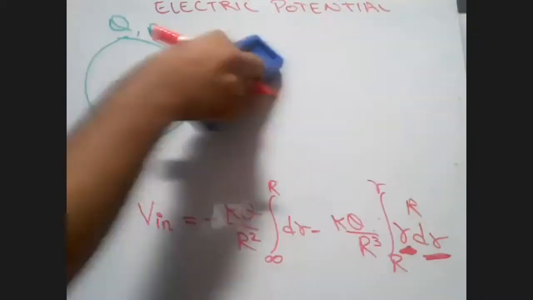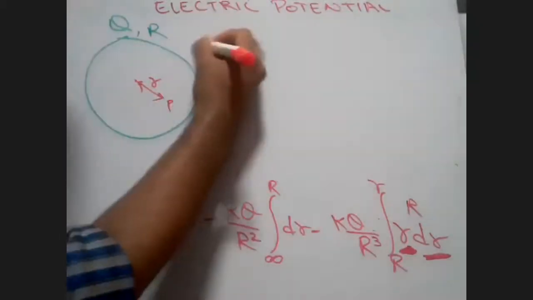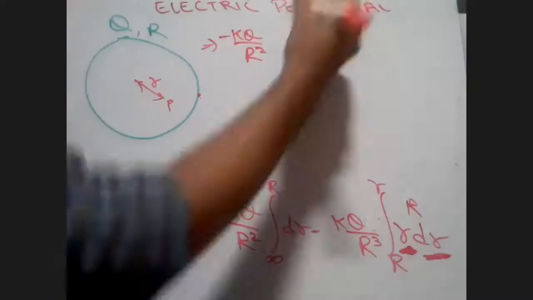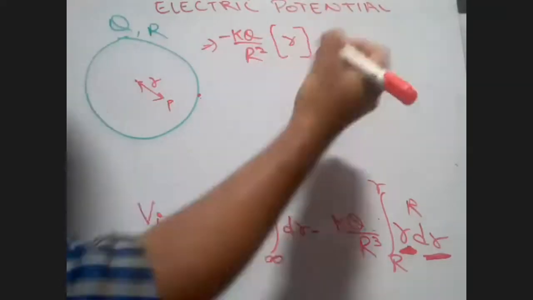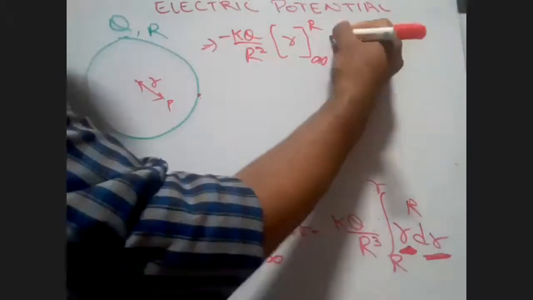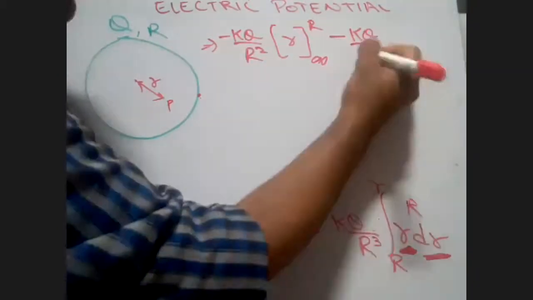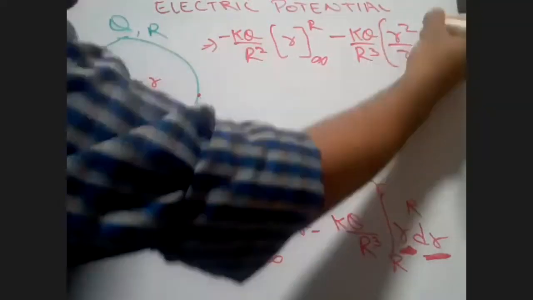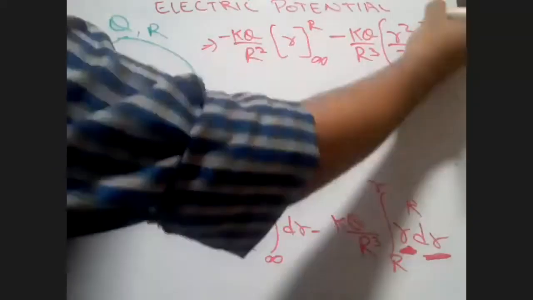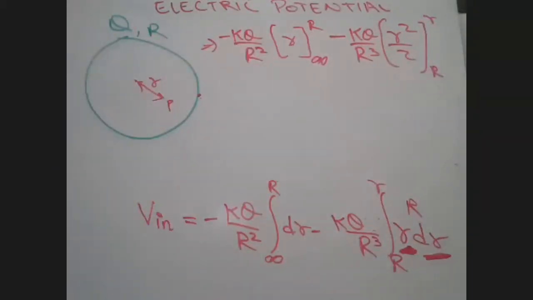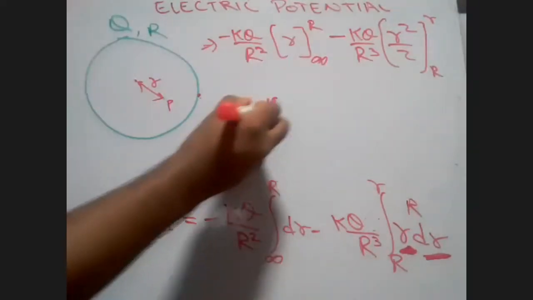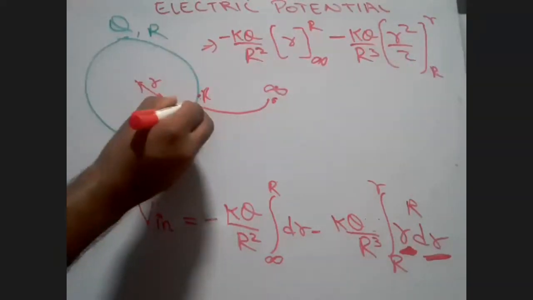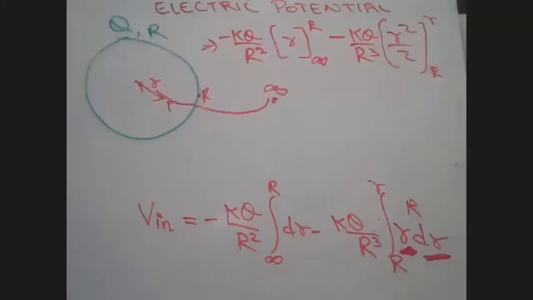So I'll just derive that again. Okay, no problem. It's going to be equal to minus KQ by R square, and this will be the same exact thing, dr, from infinity, and minus KQ by capital R cube. This will be r square by 2, and limits will be from capital R to smaller r. Why? It's the same thing. I'm bringing it from outside, from infinity to capital R, and from capital R I took it to smaller r. Is that clear?